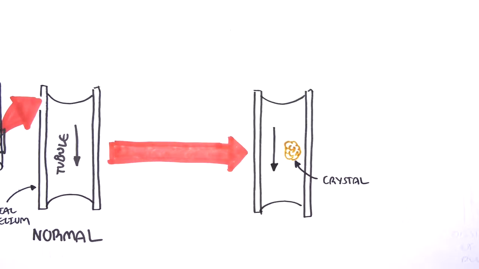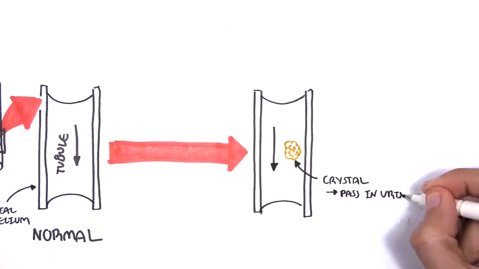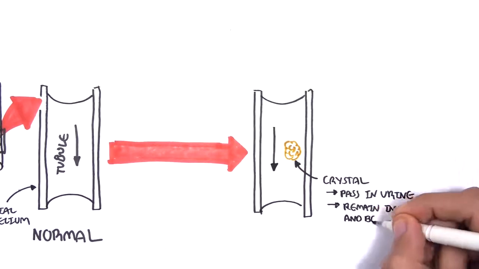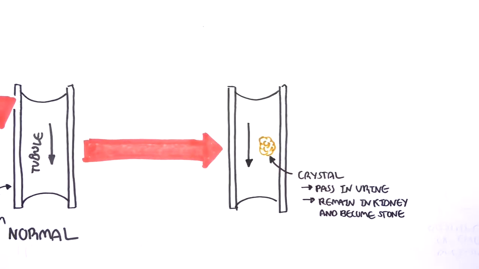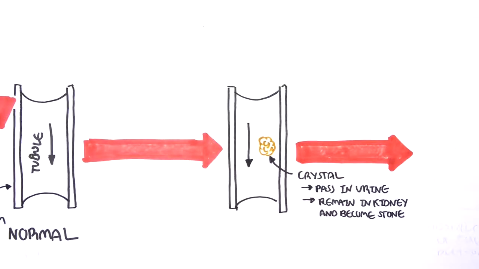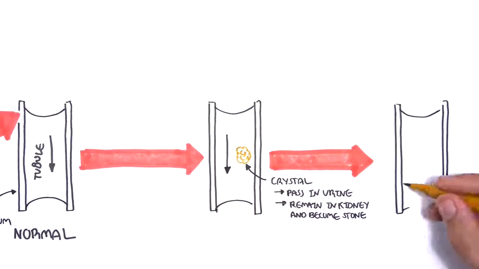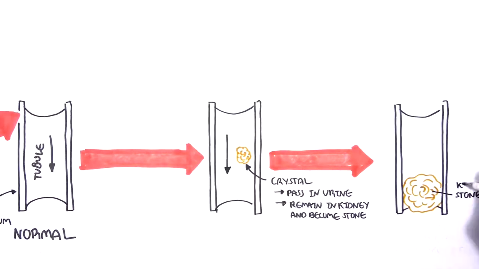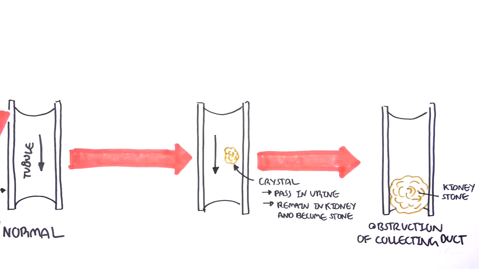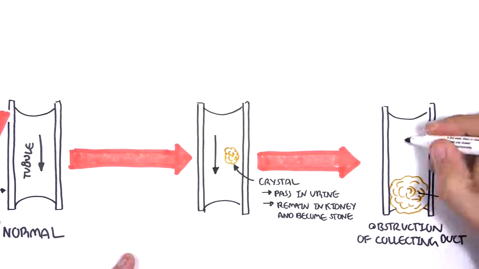If the crystal is small, it will just pass in the urine. But if it remains in the kidneys, in the nephron, it can grow bigger and become a kidney stone. A kidney stone, again, is basically a big crystal. The kidney stone can lead to an obstruction. The obstruction within the tubule can create a buildup of pressure in the tubule.